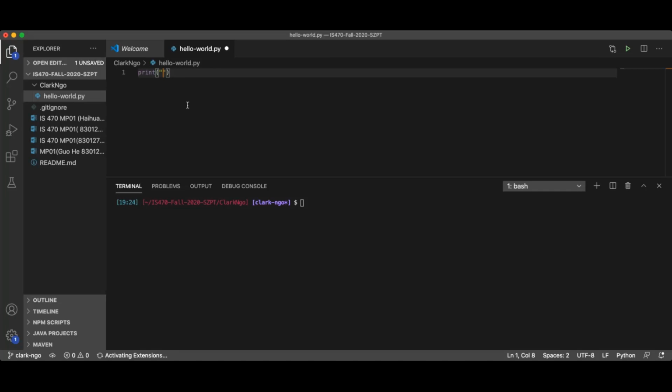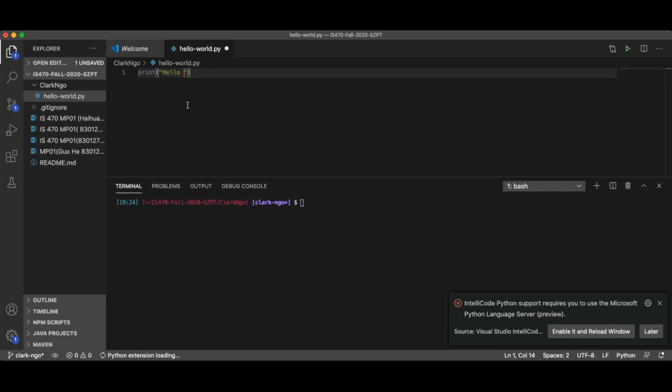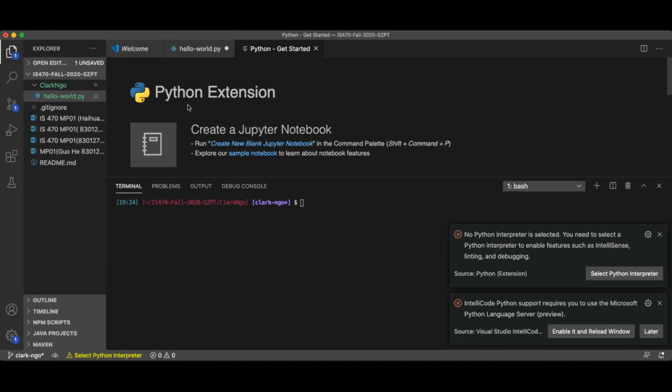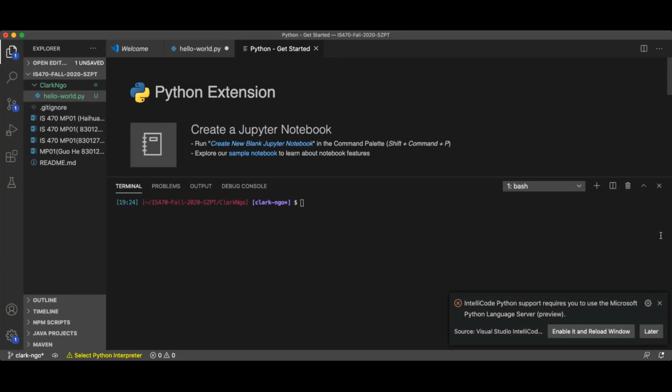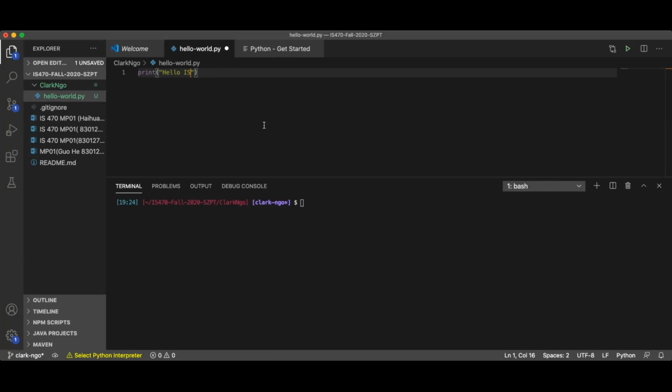And I start writing code. Print hello is470, right? For now, it's fine. And I hit save.